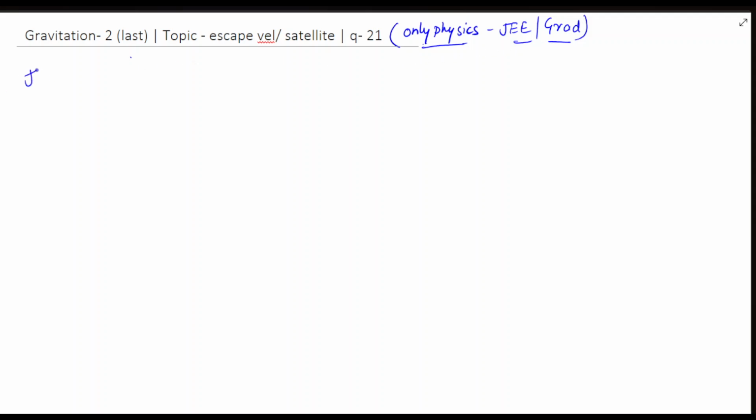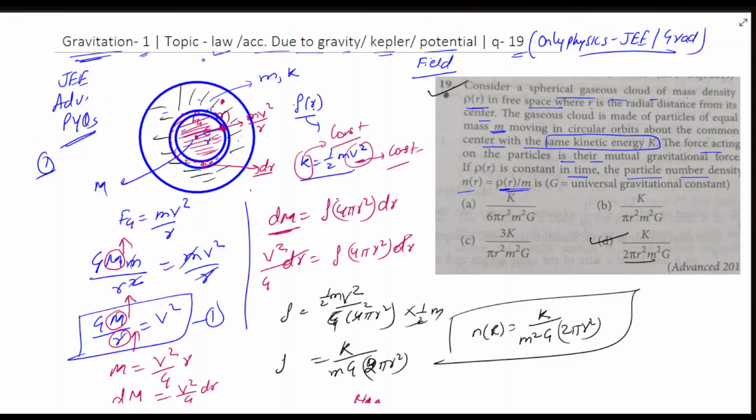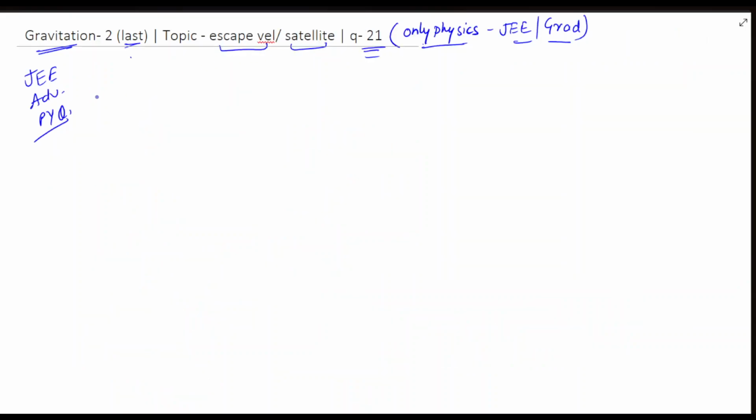So in this video we'll be discussing JEE Advanced PYQs from the chapter Gravitation. This will be the second and the last video on this chapter. The topics we are left with are escape velocity and satellites, right? So there will be 21 questions. In the last video on gravitation we discussed 19 questions. So these will be the last 21 questions. Let's start with our first question.